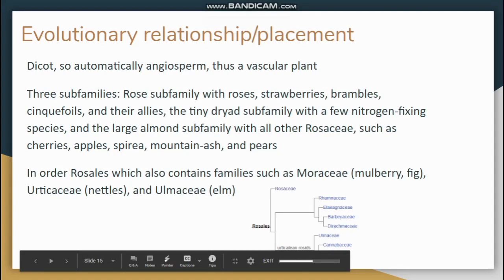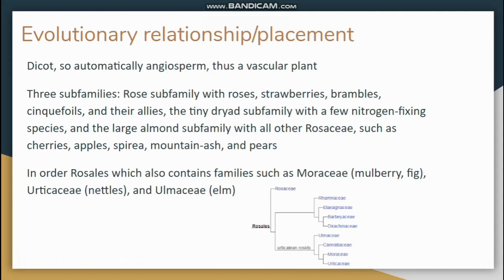Within the Rosales, we have the Urticaceae and Ulmaceae, which are quite distinctive groups of plants. The Urticaceae are herbaceous, soft, stinging plants, and the Ulmaceae are elm trees, which have totally different fruit and flower structures, but they're still in the same order as the Rosaceae, different families, of course. We have the Cannabaceae, which has hemp and hops and a few medically important plants, and a few other things that we don't have to worry about.